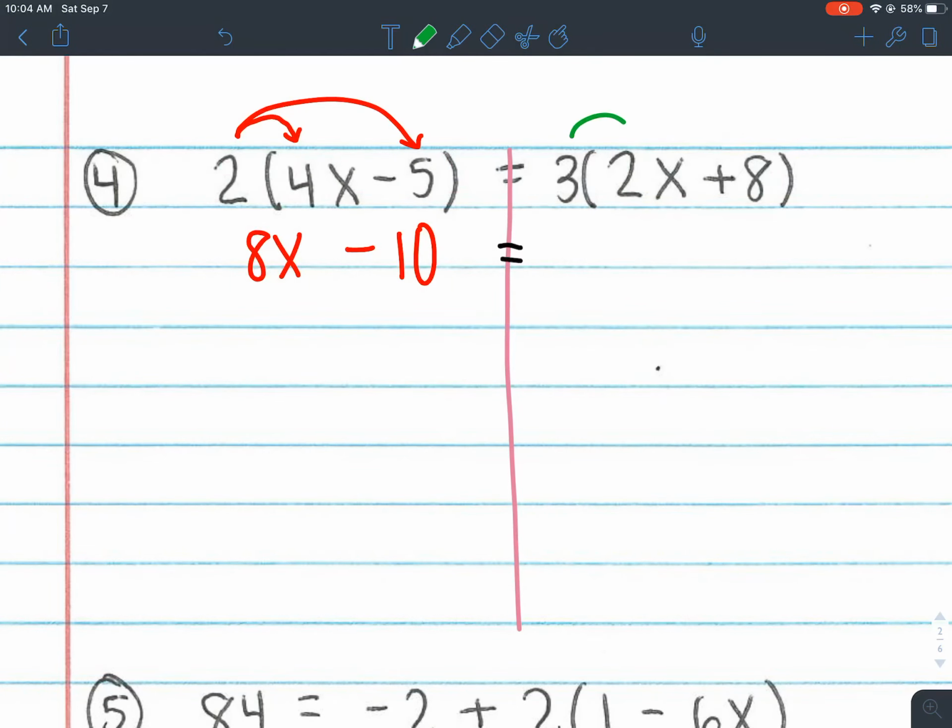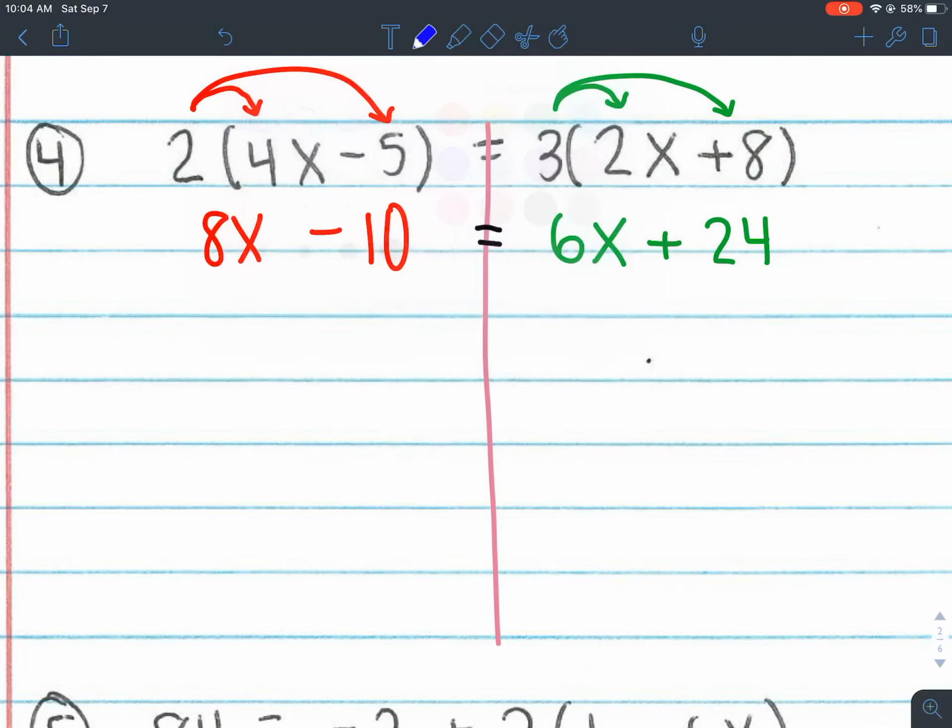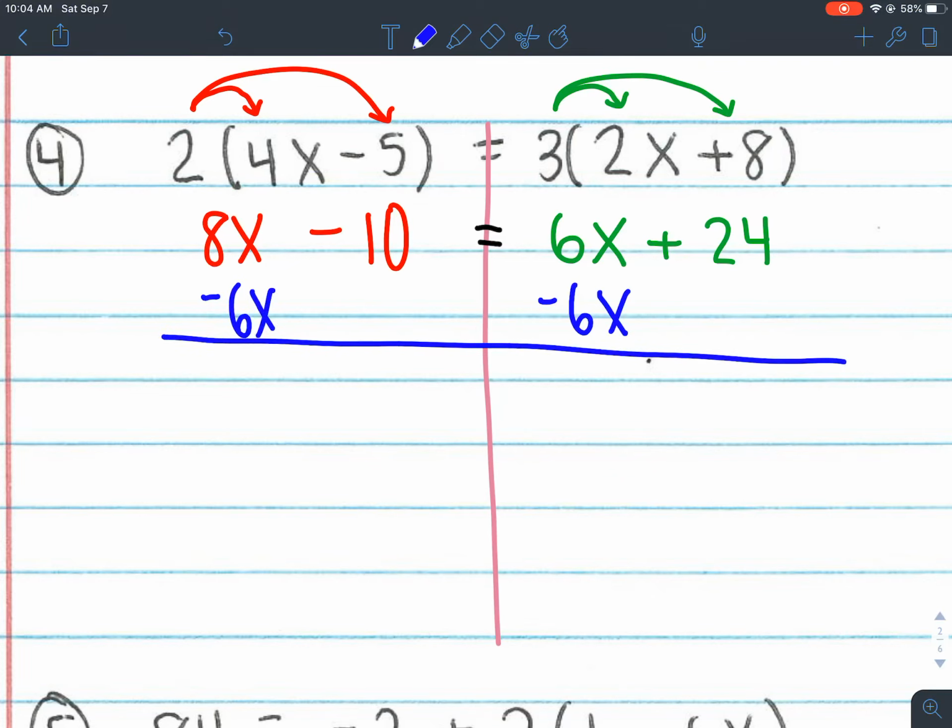And then I'm going to do 3 times 2x, which gives me 6x. And 3 times 8, which gives me 24. All right. Now I'm going to do what I've been doing. Get all my variables on the left, get all of my constants on the right. So I'm going to subtract 6x on both sides. So 8x minus 6x is 2x, and then I have minus 10. The 6x minus 6x cancels, and I just have positive 24.